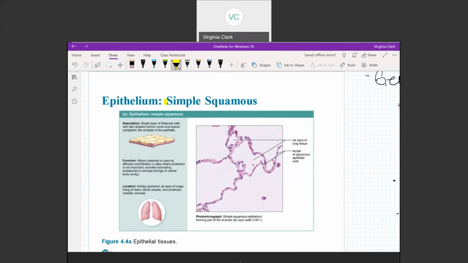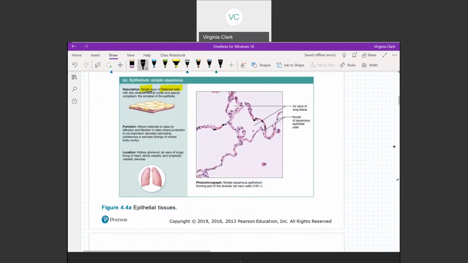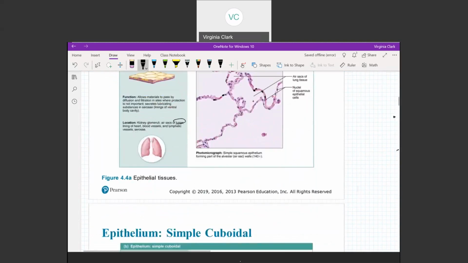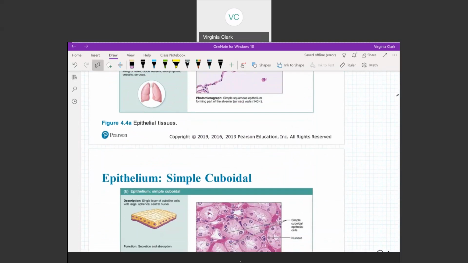We're going to start with simple squamous. So you'll notice that this is going to be essentially a single layer and it's flat cells. That's what that is called. So when you're looking at this, you'll notice that it is only one nuclei thick. You can tell it's only one nuclei thick, and that gives it the definition of single layer. This is actually found in your lungs. This picture right here is from your lungs. It'll show up again when we get to the respiratory system, but that will be in AMP2.